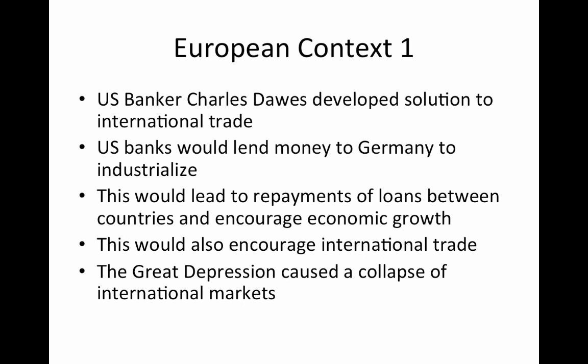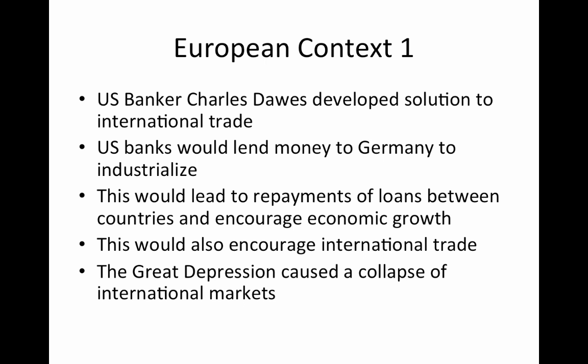So when the war is all done, what ends up happening is that the United States has to rebuild Europe. And in that European context, the United States banker Charles Dawes developed a solution to international trade. He decided that US banks would start lending money to Germany in order to industrialize. Germany would then take that money, repay any of its loans, and encourage economic growth. And this would start to encourage international trade in Germany. And because they're paying back so many loans and for the war effort in Britain and France, it would start to build up the rest of Europe as well.